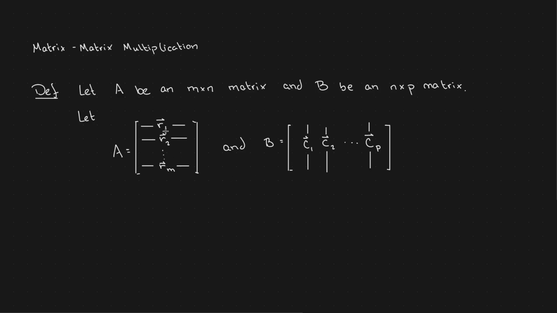Okay, notice that the number of entries in each row of A is n, and the number of entries in each column of B is also n, because A is an m by n matrix, so the number of columns in A is n, so that means the number of entries in each row is n. Similarly, the number of entries in each column of B is n, because n is the number of rows of B, so that must be how many entries each column has. Okay, it's very important that the number of columns of A equals the number of rows of B. If that doesn't happen, then we cannot multiply these matrices.